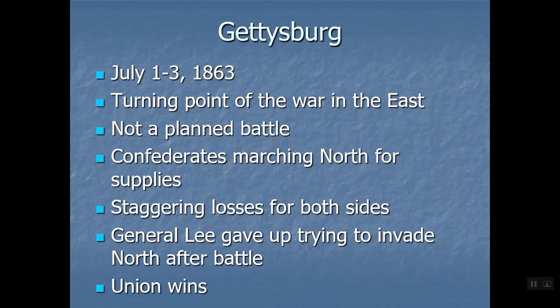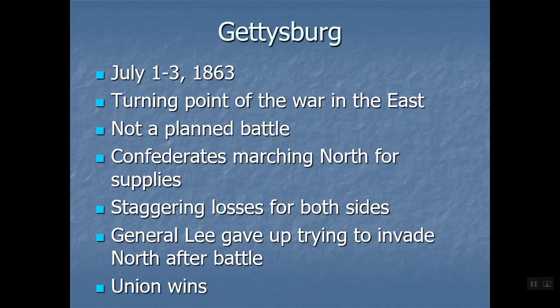So the Confederates are marching north to get those supplies. The battle, as we see, is going to take place over 3 days. The Union has the advantage because they had control of the high ground. That's military 101. You want to have control of the high ground so that you can see out across to your enemy and be able to strategize how you're going to defend yourselves. Both sides are going to have staggering losses. The Battle of Gettysburg is the bloodiest battle of the war.